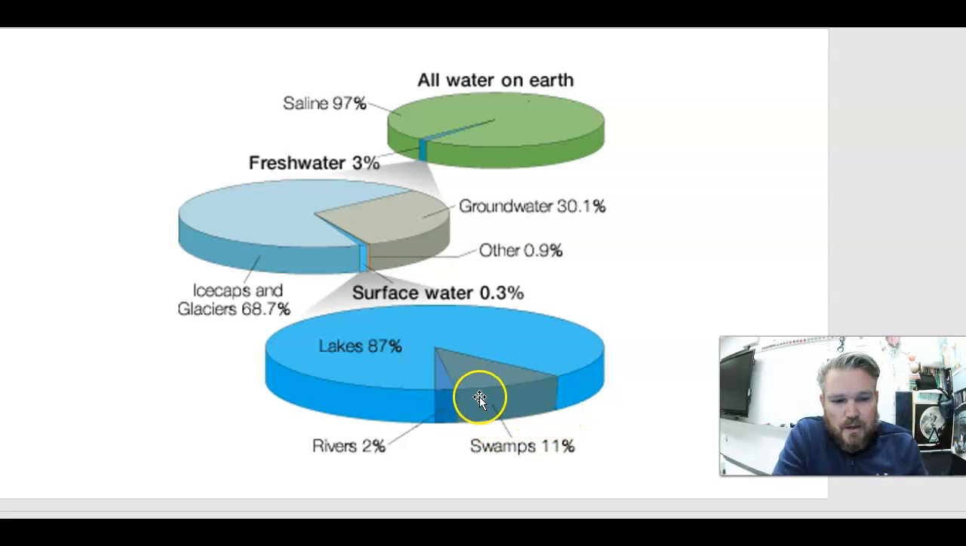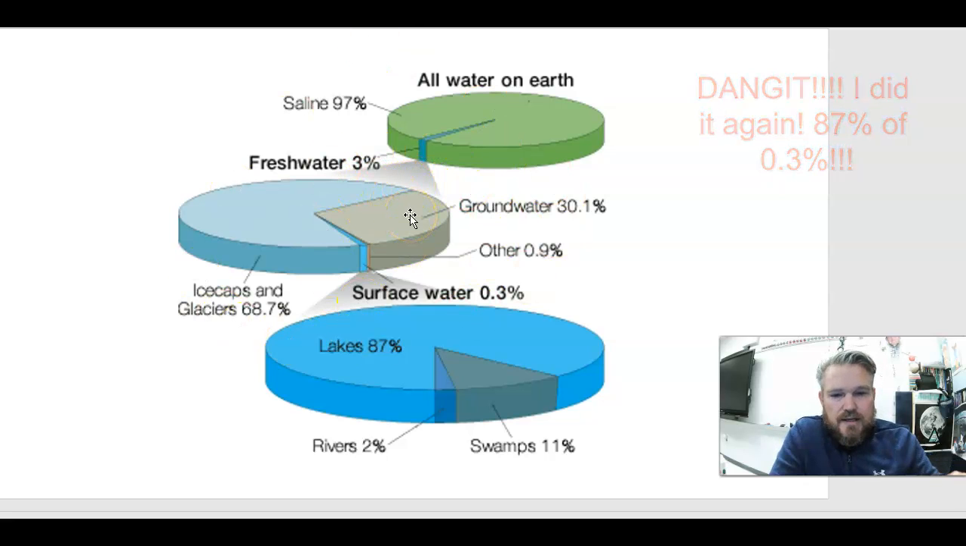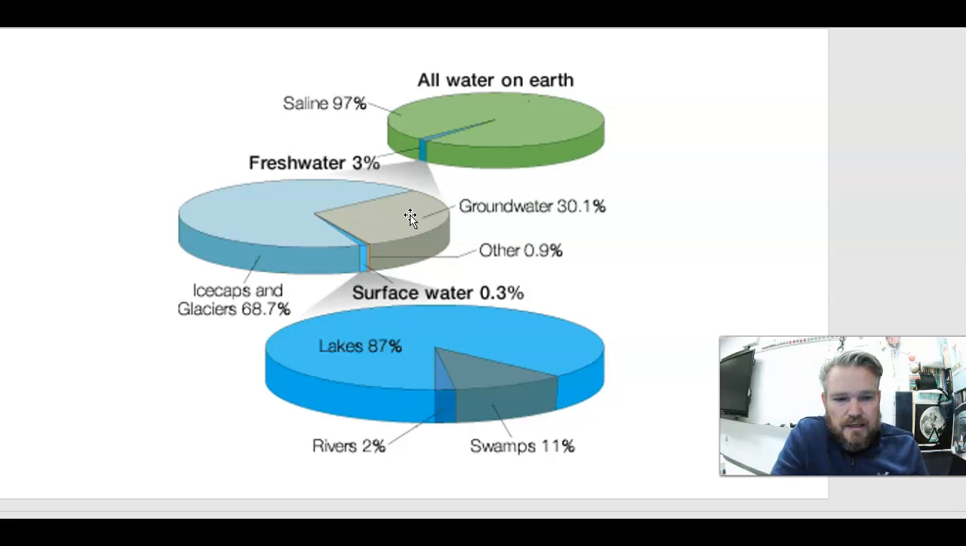And then swamps, which is a hard place to get water from that we want to use, is going to be 11%. So notice that 87% of 0.3% of the entire amount of water on Earth is right there ready for us to easily use, which is not a lot. That's pretty important, especially when you get to that last question on the Google deal. But some of these numbers might be slightly different than what you see in the Gizmo. It's okay. They're all probably pretty close.